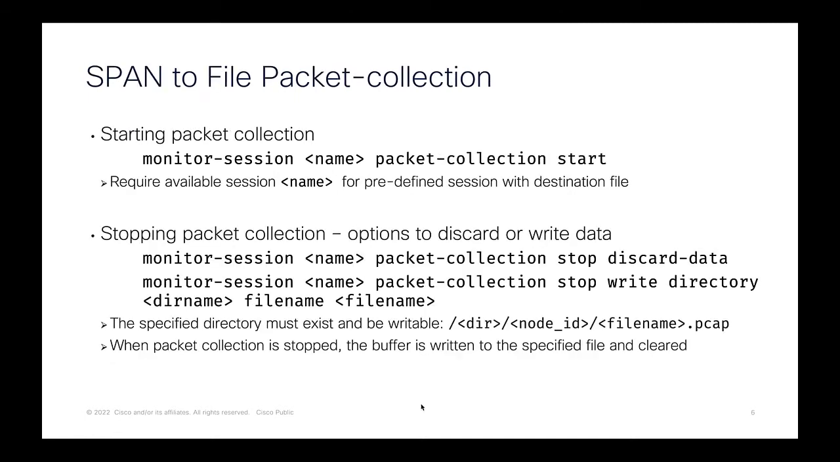To start a packet collection, we can use monitor session with the session name, packet collection start. Then all the packets sent to the interface that has the monitor session enabled will be collected and saved into the file. Once you have captured all the data, you can use monitor session name, packet collection stop. If you're not satisfied with the captured packets, you can discard the data. Or if you want to save the data, you can stop and write to a directory, providing the directory name so that you can save all the captured data into a file.